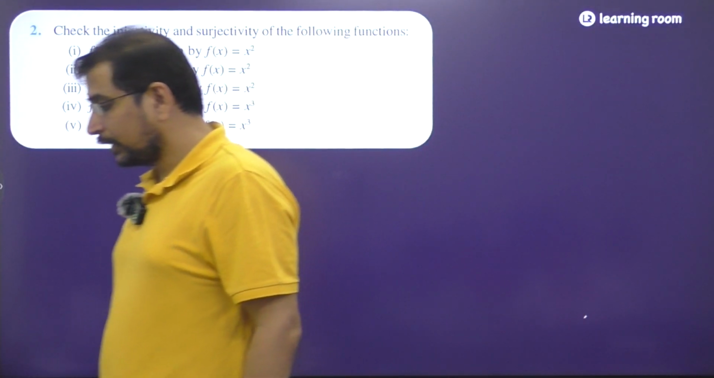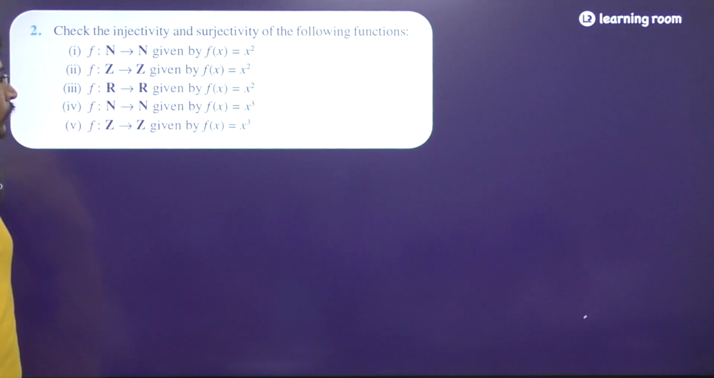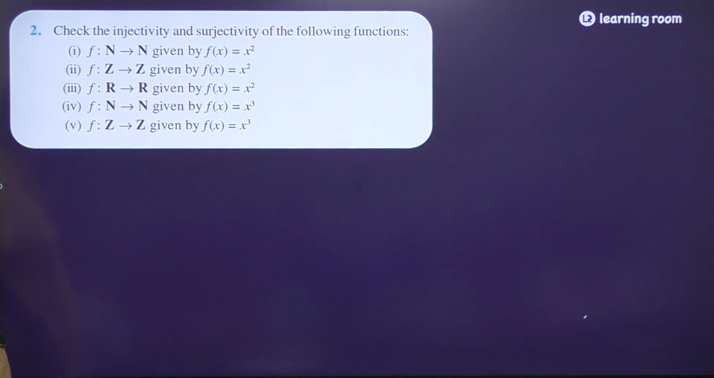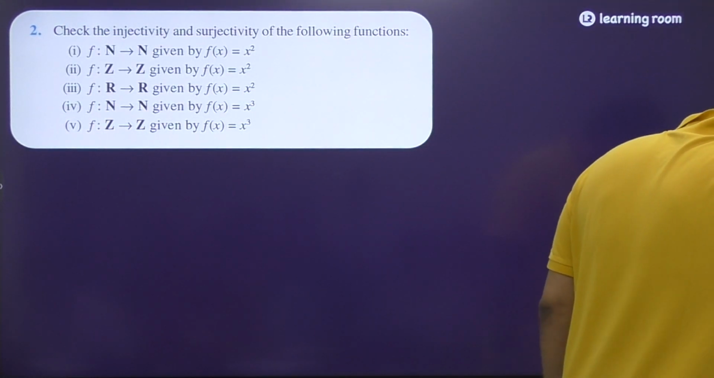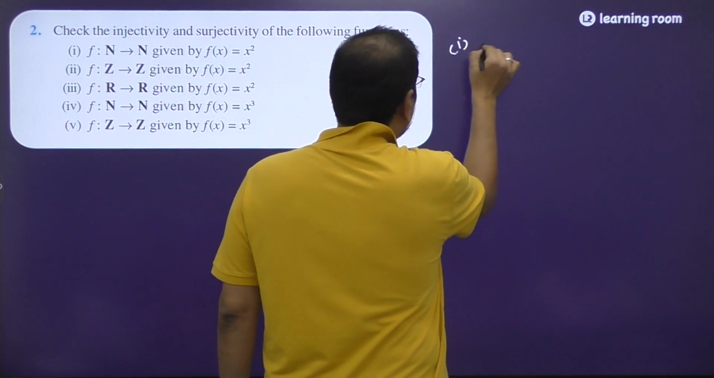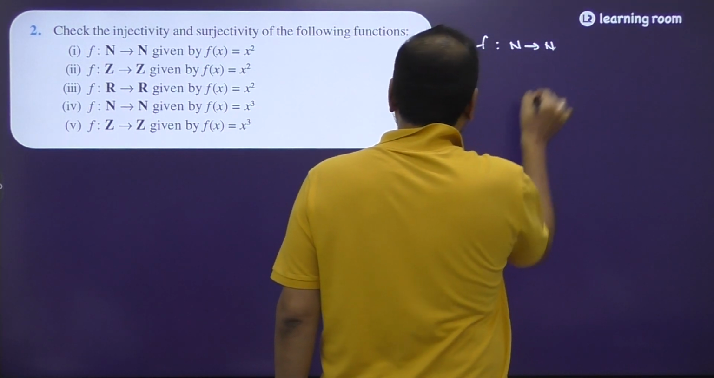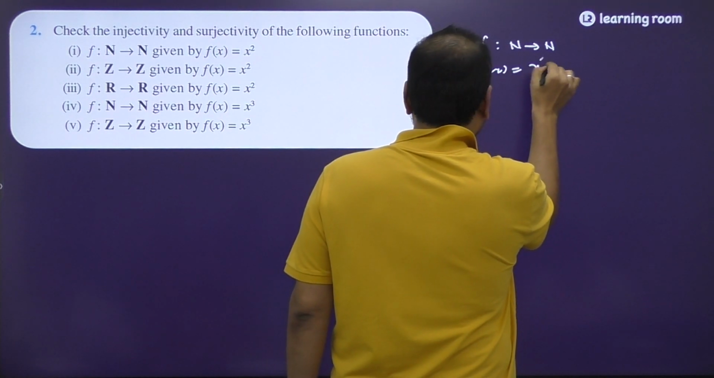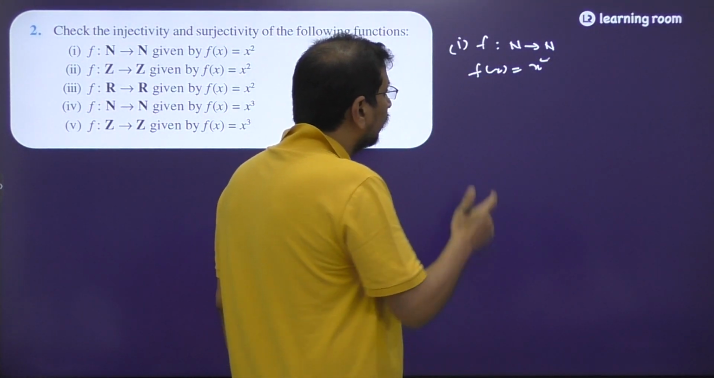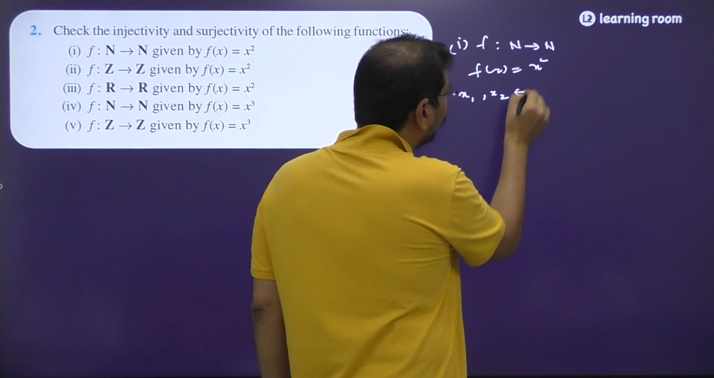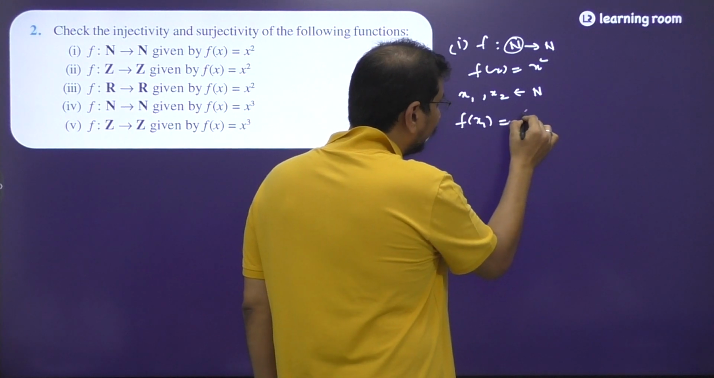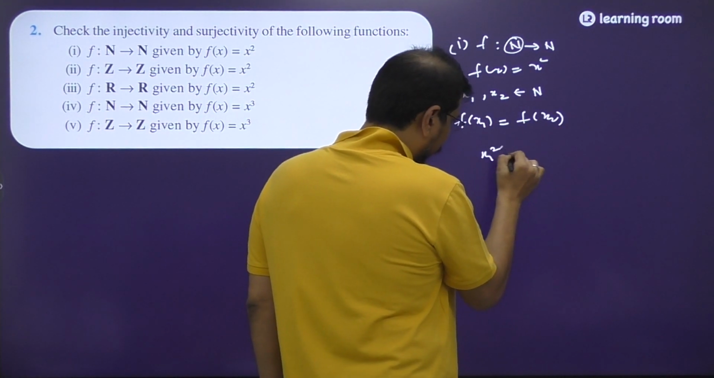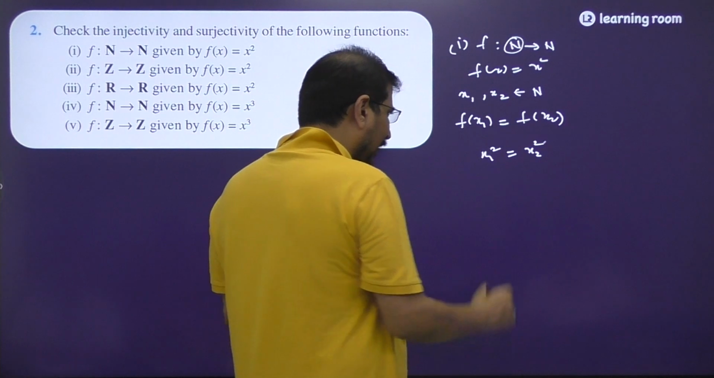Check, I told you, they'll ask you like this also. Check the injectivity and the surjectivity of the following functions. Tell me. So going forward, you should do it in 2 steps. For the first one, f is mapped from n to n. f of x is x square. x1, x2 belongs to which set? Natural number set. What is f of x1? Sorry, f of x1 is equal to f of x2.